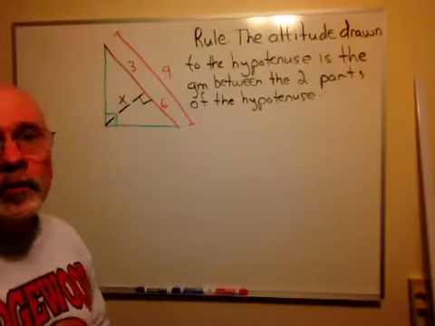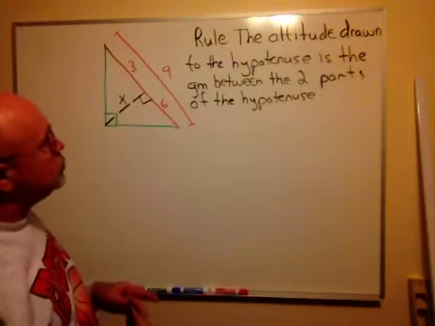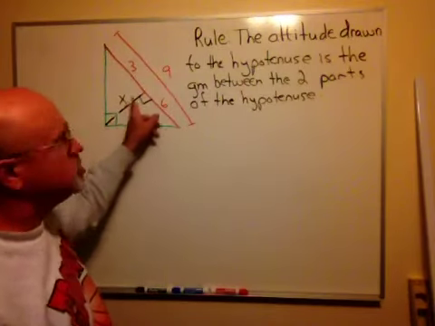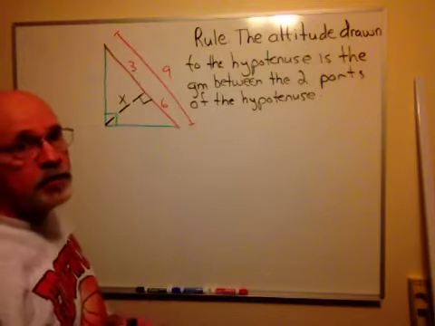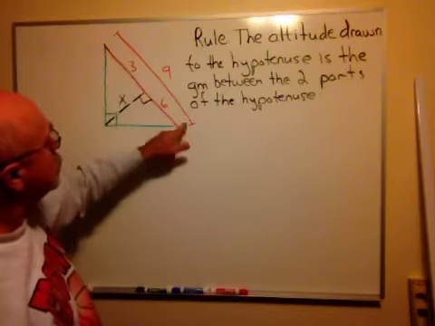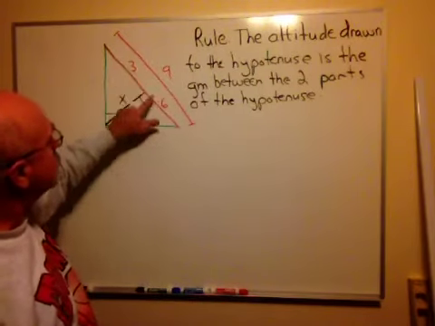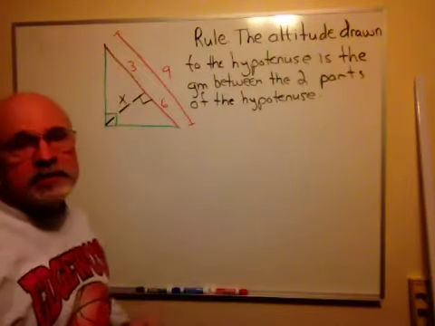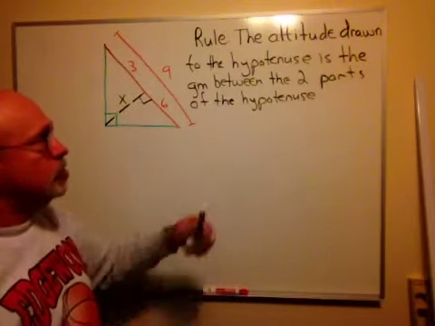In our last video, we came up with this rule. The rule says the altitude drawn to the hypotenuse, which in this picture would be the segment marked as x, is the geometric mean between the two parts of the hypotenuse. Well, the whole hypotenuse is shown in red there. It's 9, and it's been divided up into pieces that are 3 and 6, allegedly, by this x. So the question is, let's find the value of x using the rule.